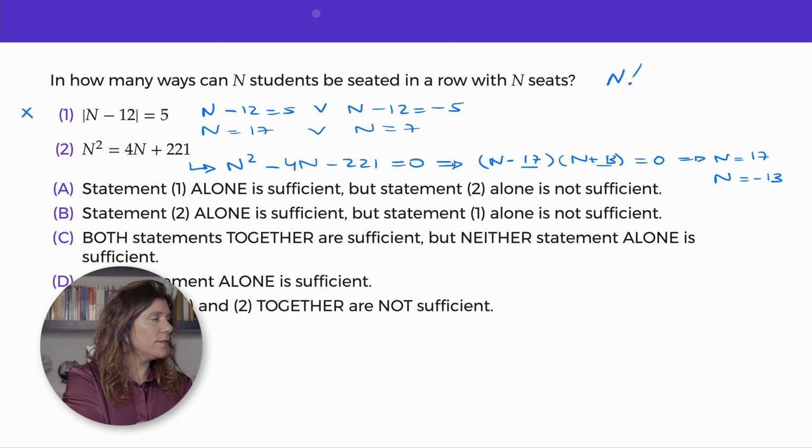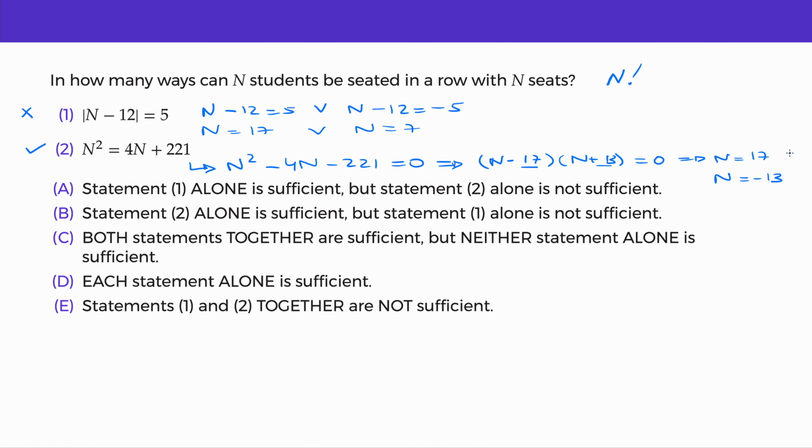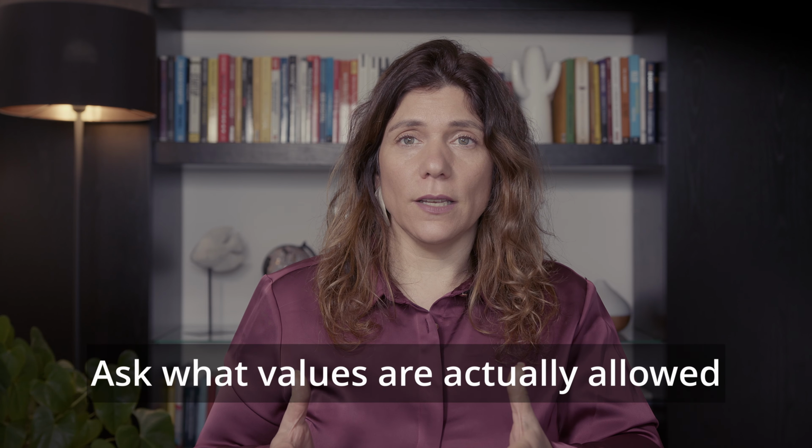So in this case, we need to say that statement 2 is sufficient because only one value of n is enough to answer the question. The only valid one is going to be 17. So that means that our answer choice is in fact B. Statement 2 alone is sufficient, but 1 alone is not sufficient. So this is the core lesson of hidden integer constraints. Always ask what values are actually allowed, not just what values solve the equation.